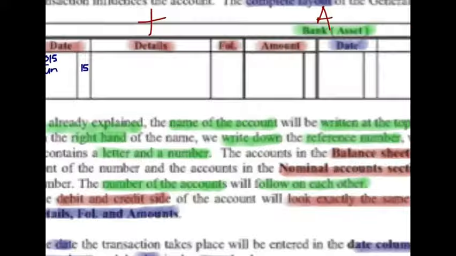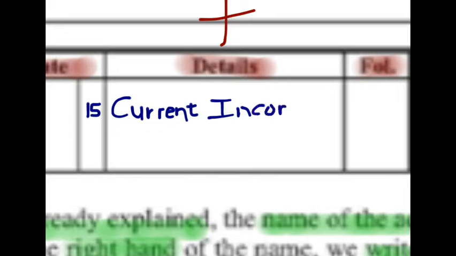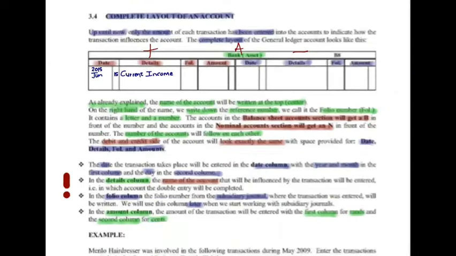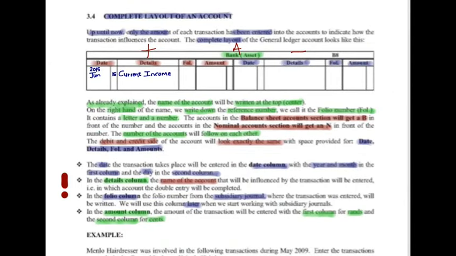So let's say for instance it's current income, then I would write here that this money that I'm putting into my bank is put into bank due to current income. In current income's account, in the details column of current income, I would then again write bank. So in other words, my two accounts point towards each other by means of the contra details column in each account.